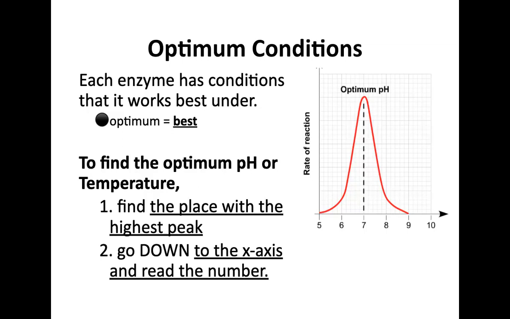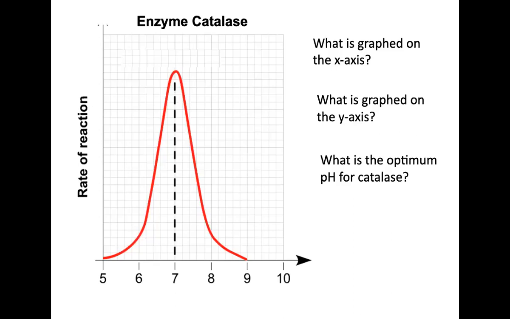Everybody with me? All right, what's graphed on the x-axis here? Yep, what's graphed on the x-axis? Which one is the x-axis, horizontal or vertical? Horizontal. So what is that down there? Those numbers, what are they representing? The pH. What's graphed on the y-axis? The rate of reaction. So looking at this, what is the optimum pH for catalase? 7. That's it. Is that hard?